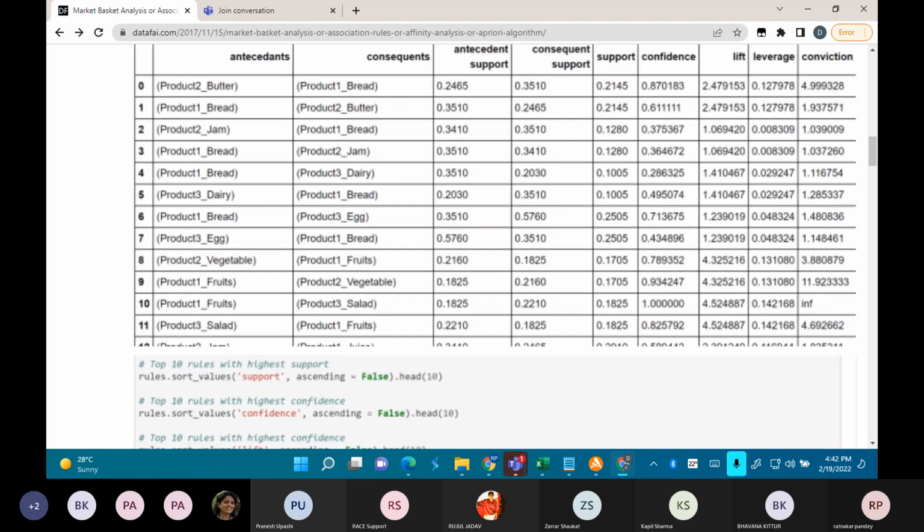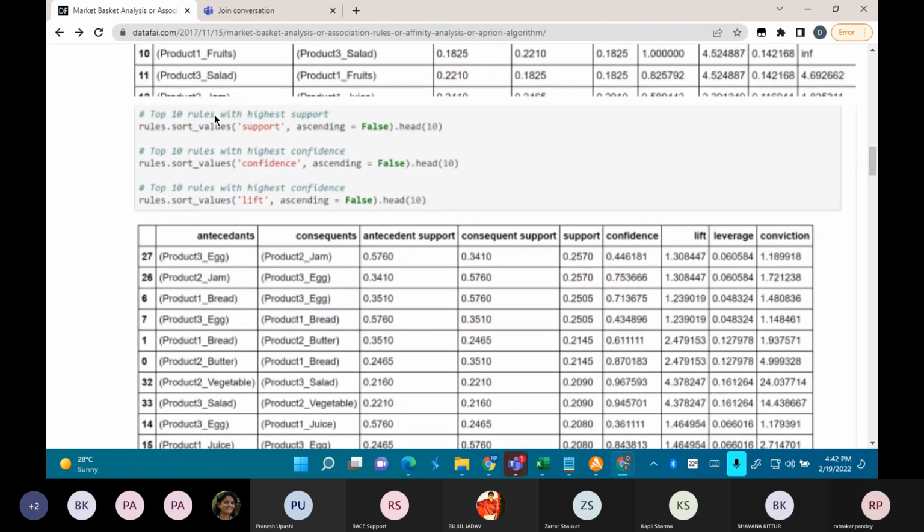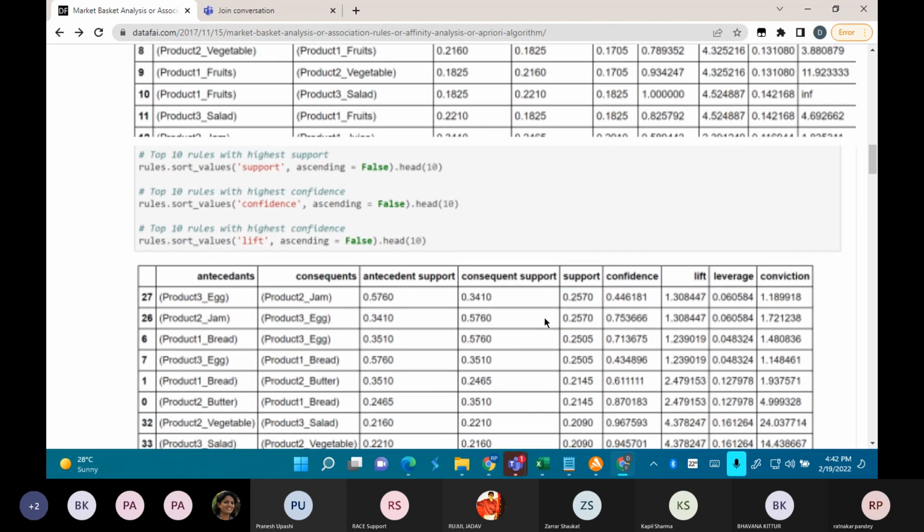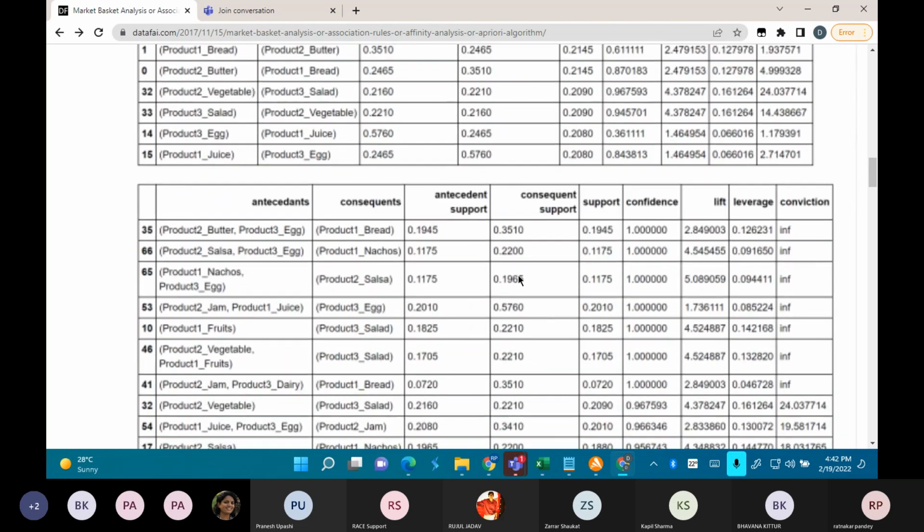All right. And then we can do the sorting by support. You can see which are the transactions which have the highest support. You can do the sorting by confidence. You can see which are the transactions which have the highest confidence. So for example, over here, who would like to interpret this one? This number, the confidence one.